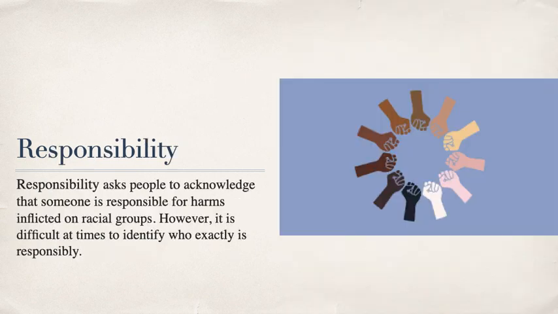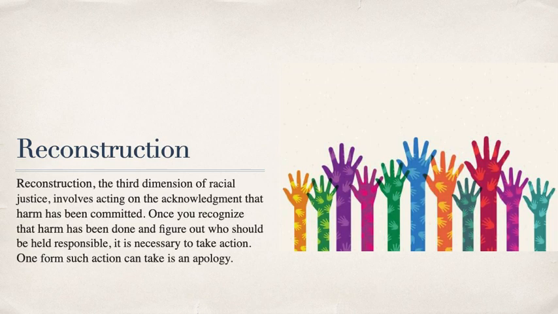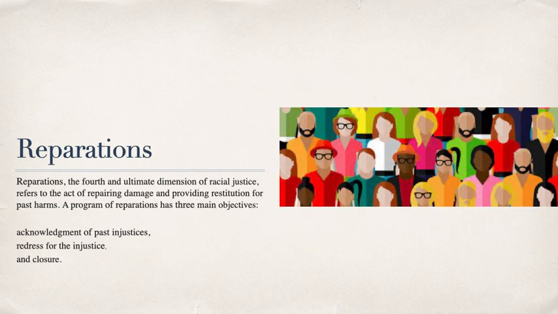Responsibility. After the recognition is there, the person who's responsible has to take that responsibility, has to identify themselves. After they identify themselves, they can start to reconstruct the relationship between human and human. A good example of what it takes is an apology. After that is done, they can move on to reparations, and a program of reparations has three main objectives: acknowledgement of past injustices, redress for injustice, and closure.